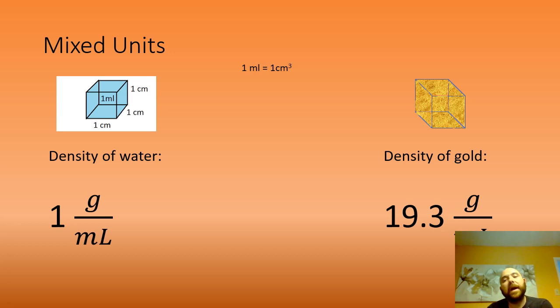So again, if you had a cube of solid gold and it was that same exact size, about 1 milliliter, 1 centimeter on each side, about the length of a staple on each side, that cube, if you were to take it and put it on a balance, would be 19.3 grams. And so we say the density of gold is 19.3 grams per milliliter.